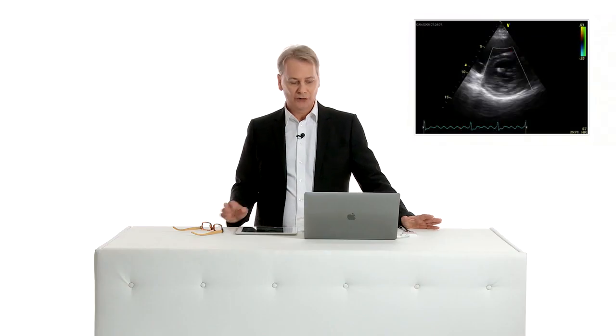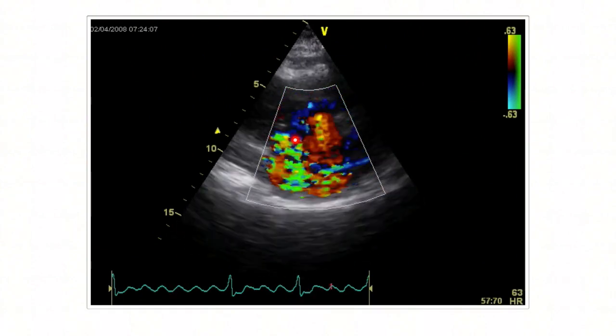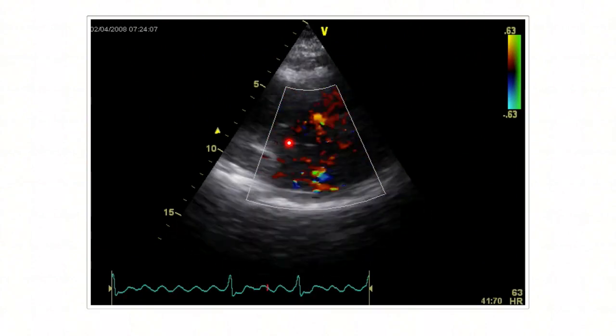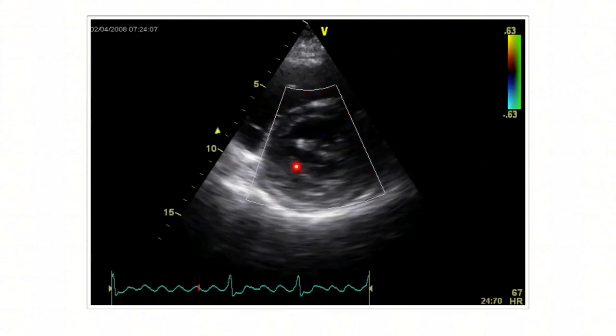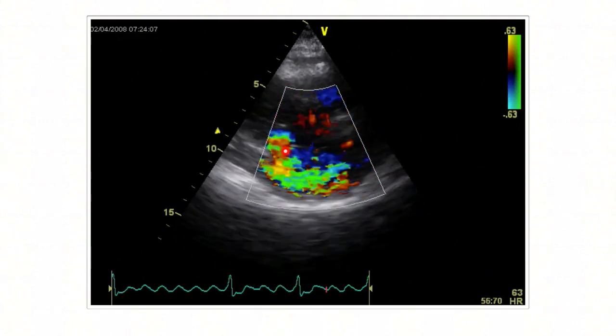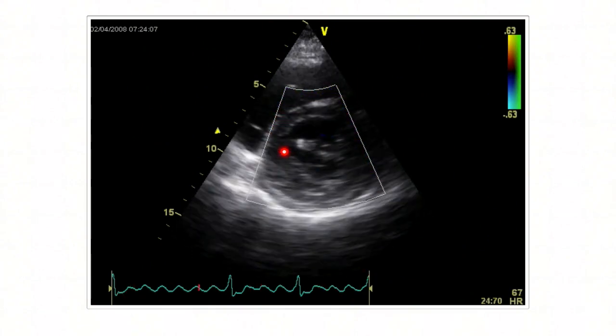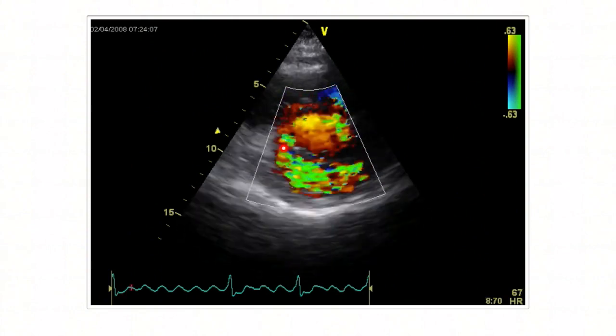Here you have a short axis view, an example of a patient where we see a so-called commissural MR jet. In other words, the origin of the jet comes right here at the border between the anterior and the posterior leaflet, in this case in the so-called posteromedial commissure.